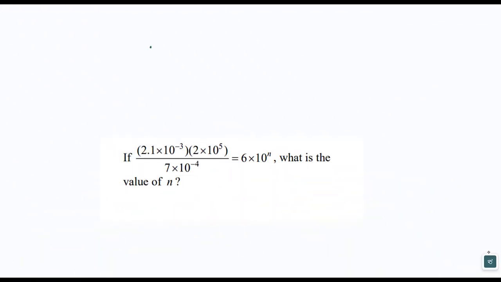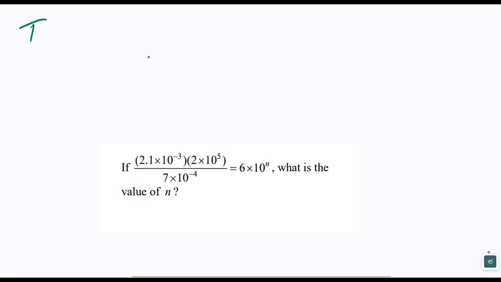All right, let's jump into this problem. So let's start off with the top. And for the top, what I'm going to do is just rearrange the top. So I'm going to have 2.1 times 2 times 10 to negative 3 times 10 to 5. The commutative property allows me to do that, so I can rearrange the multiplication there.